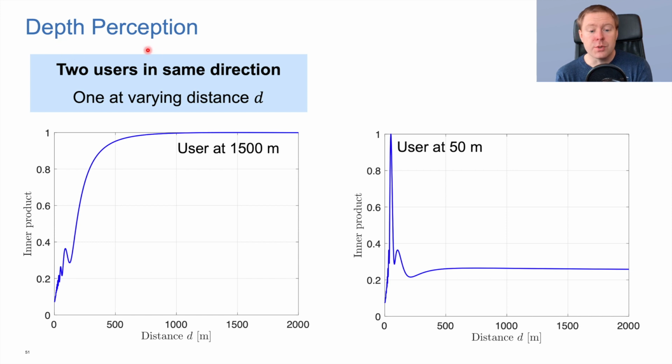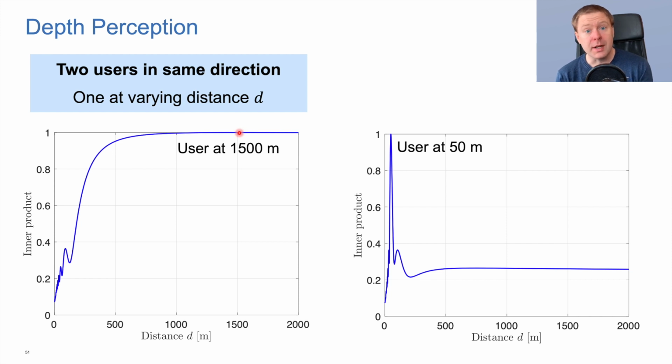So consider two users that are in the same direction, and we consider the same array as before. And we are putting one at a fixed location and one at a varying distance d, from 1 meter up to 2,000 meters. And in the first case here, I have put one user at 1,500 meters distance.